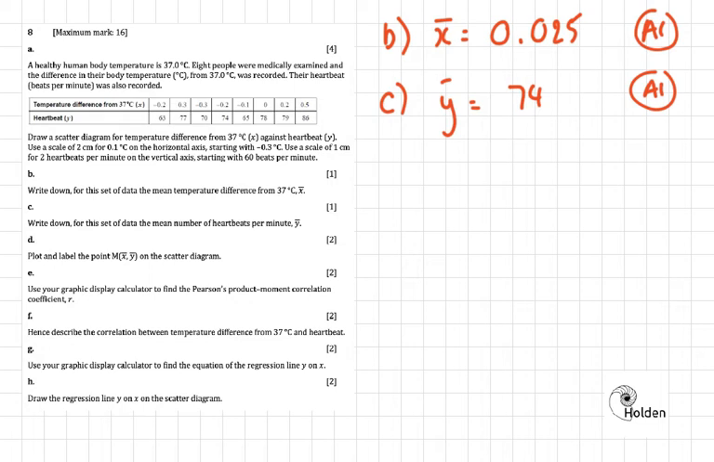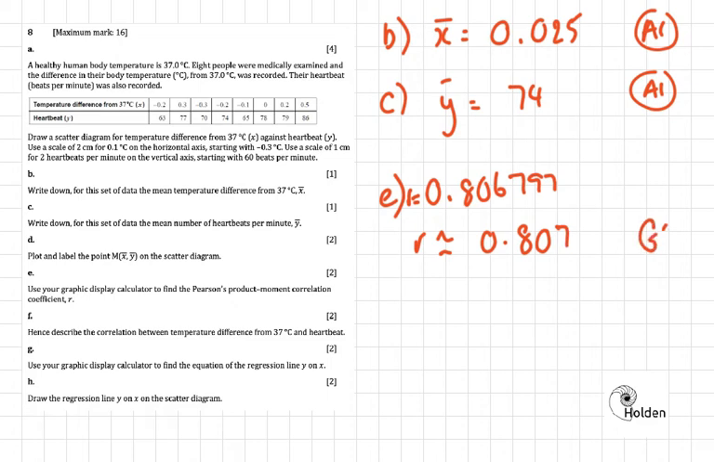Use your GDC to work out Pearson's product moment correlation coefficient. So we're on question E. That gives us a value of r equals 0.806797, which is approximately 0.807. It's going to give you a G2.